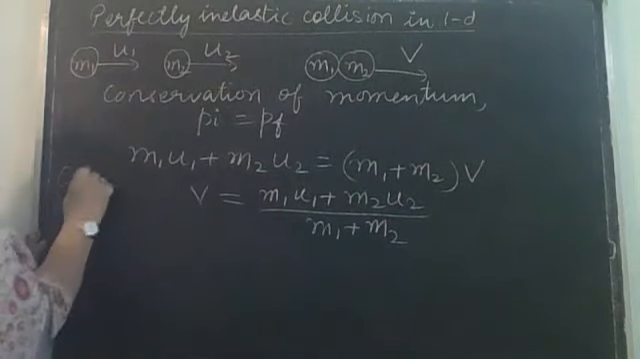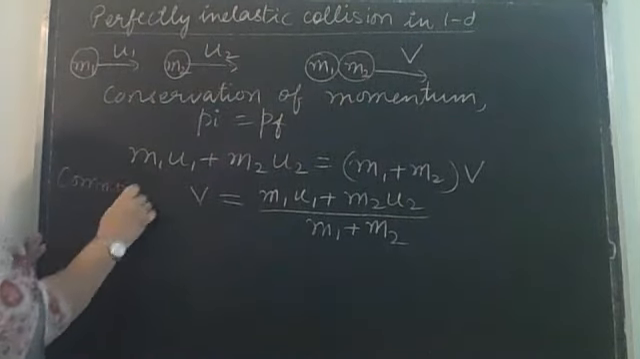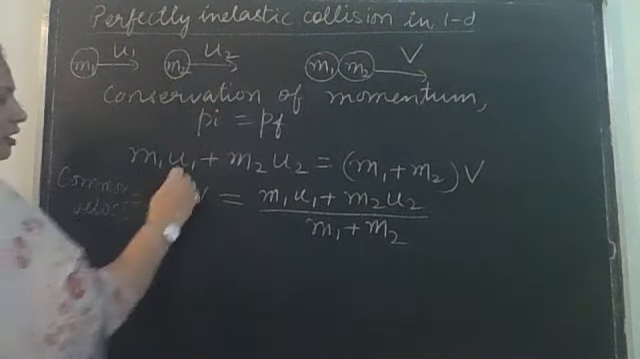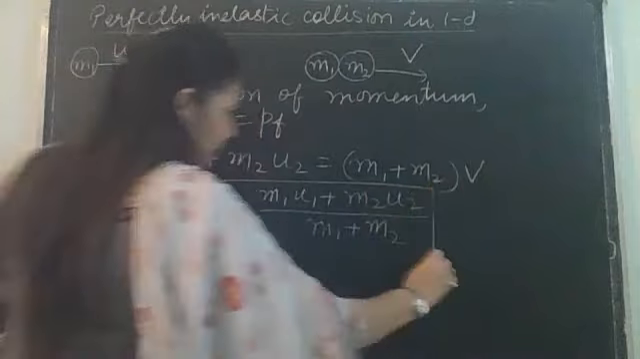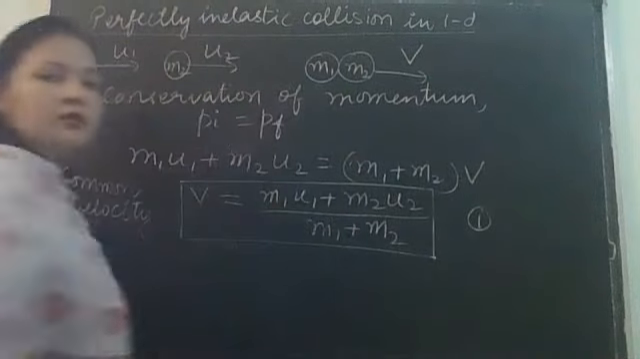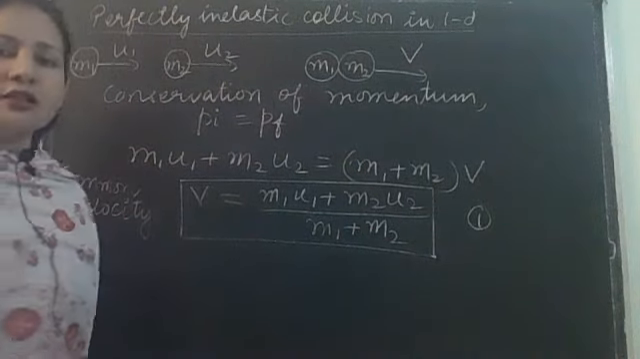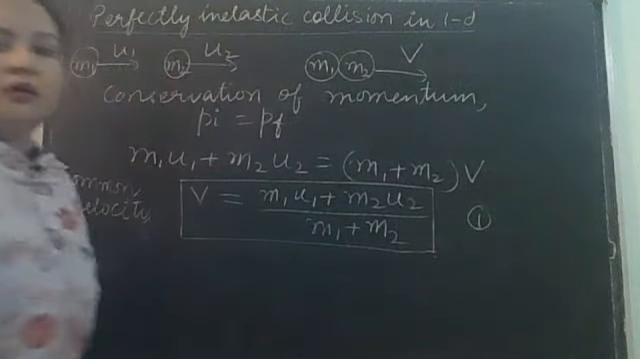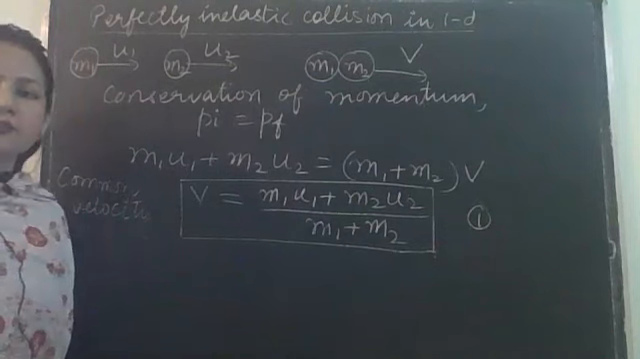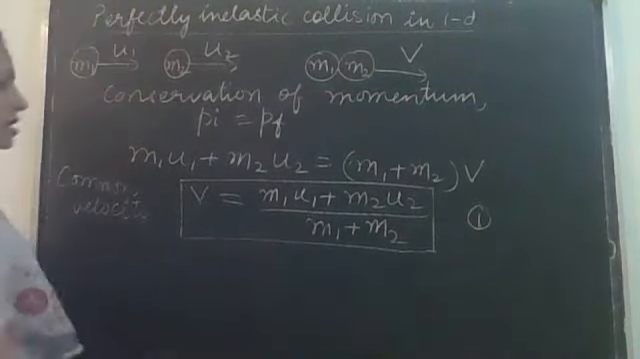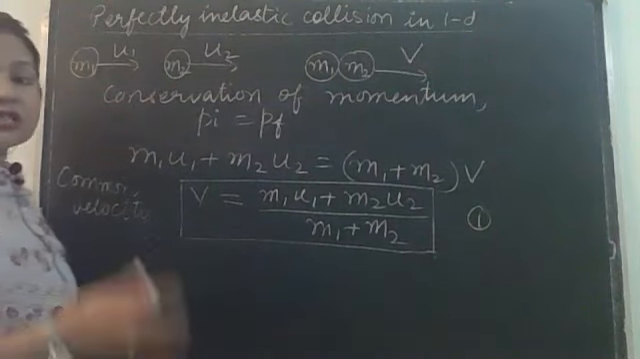So first of all we get an expression for the common velocity of the combined object after they stick together after the collision. So note this down. Let us say this is equation number 1, the expression for common velocity that we will be using, right? So up till here it is clear. All right.